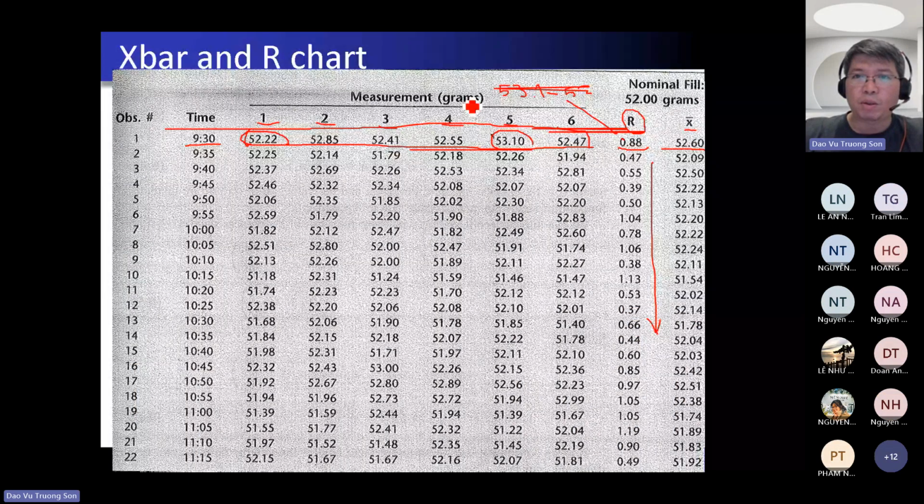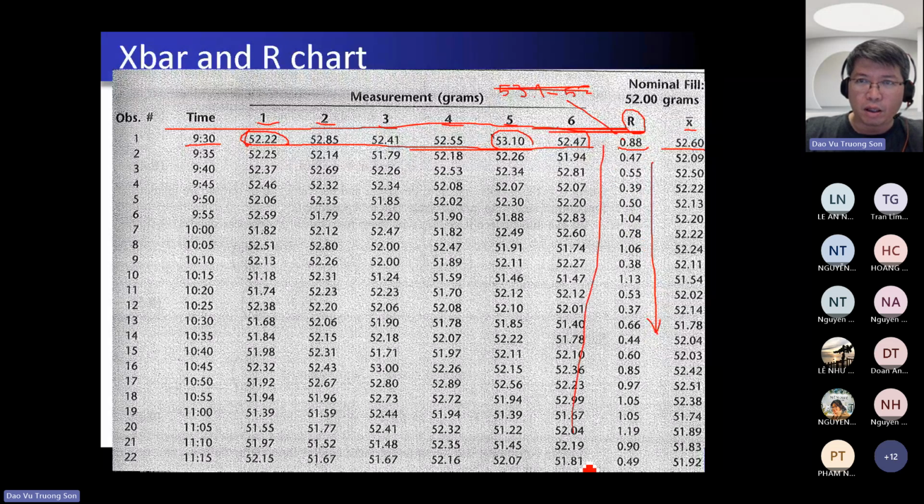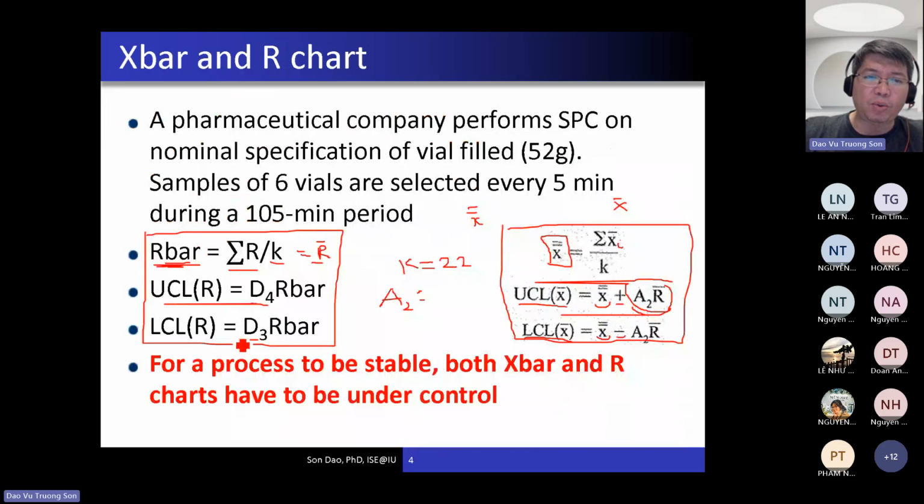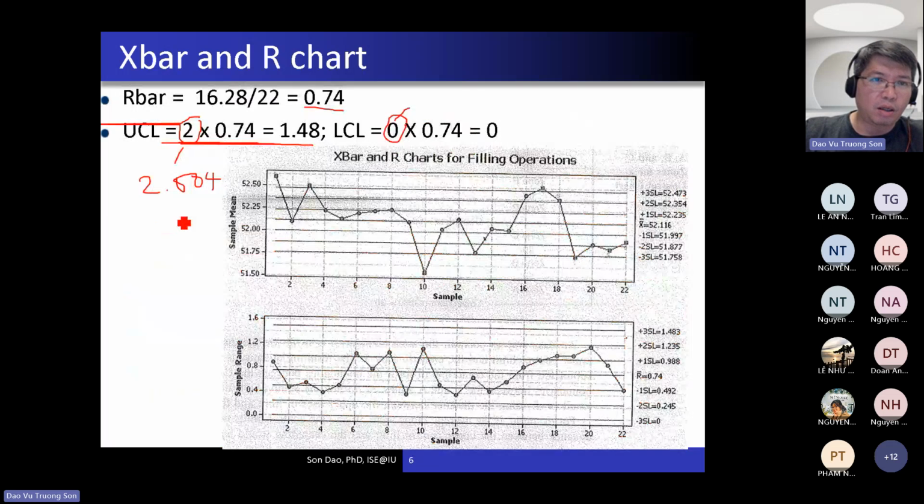Okay, assume we have already done all of the calculation for R and X bar. Eventually, you can calculate R bar, as I mentioned here. You can use D3 and D4. So D4 is 2.004, you can actually use 2, it's fine too. D3 is 0. So here you can see this is LCL, we have D3, and UCL, we have D4.